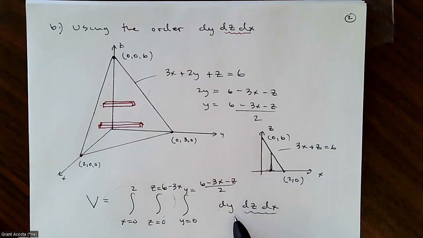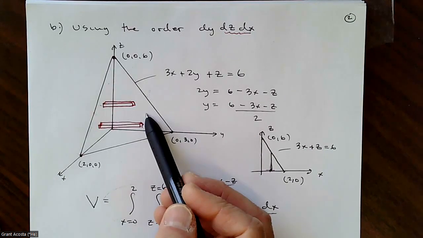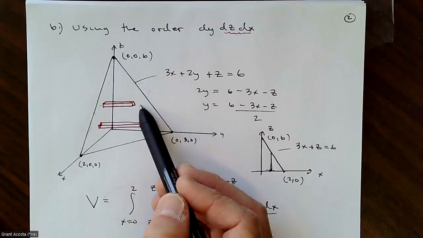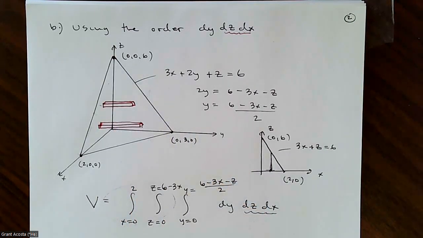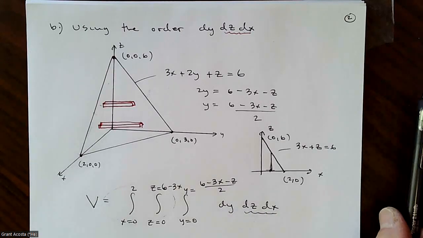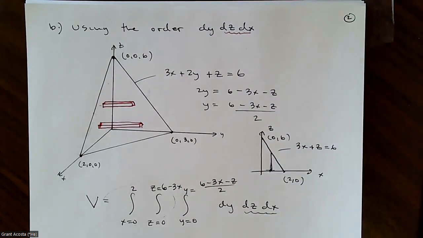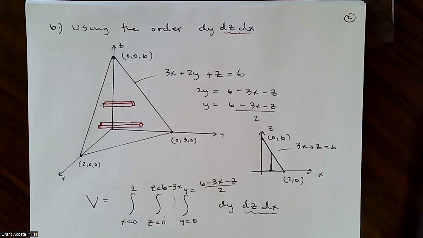You could probably imagine that if you did x first, you'd have columns coming out of the paper this way in the yz plane. So you should be able to write an integral in any of the notations. You should be able to scramble any of these, dz, dy, dx, or dx, dz, dy, any order, and set up an integral that would give you the volume. That's a skill that's usually important in 21D.